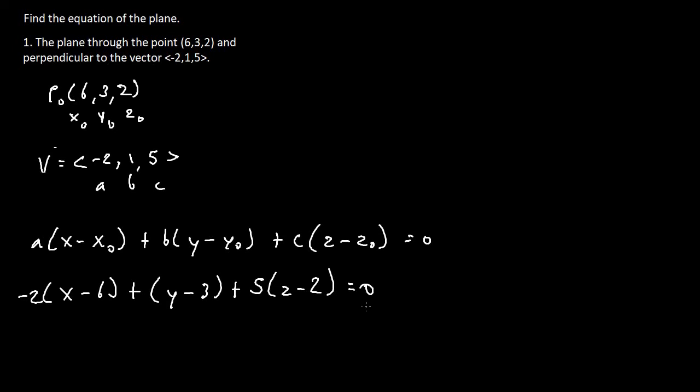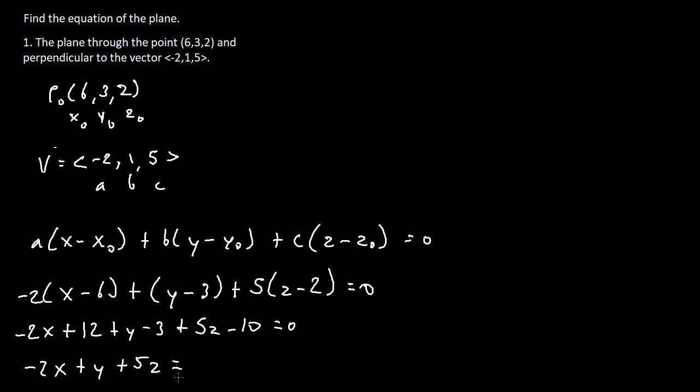So if we go ahead and distribute and multiply, we'll get negative 2x plus 12 plus y minus 3 plus 5z minus 10 is going to equal 0. So we're going to get negative 2x plus y and then plus 5z, and that's going to equal, now 12 minus 3 gives us 9, and 9 minus 10 gives us a negative 1. So if we add over negative 1 to the other side, we'll get a positive 1. So that is going to be the final equation of the plane.